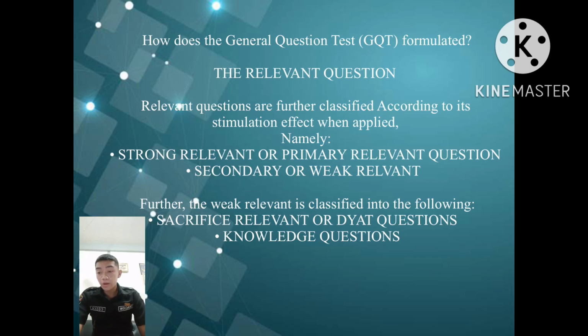Secondary or weak relevant are questions that concern elements of the crime and deal mostly with the guilty knowledge and partial involvement. Example, between 10 to 12 a.m., 10th of February 2011, did you open the table drawer of Mr. De La Cruz?